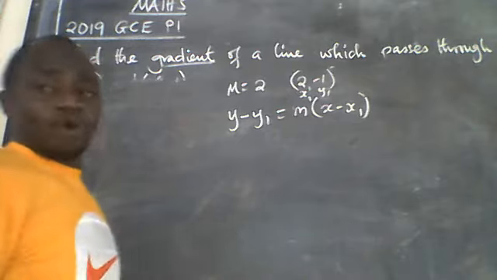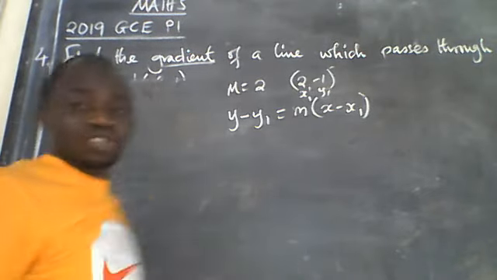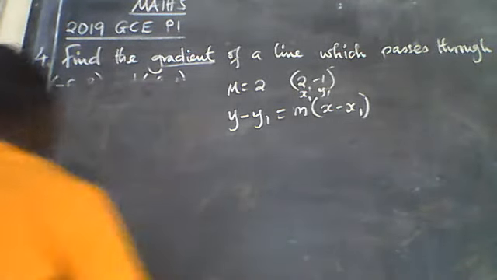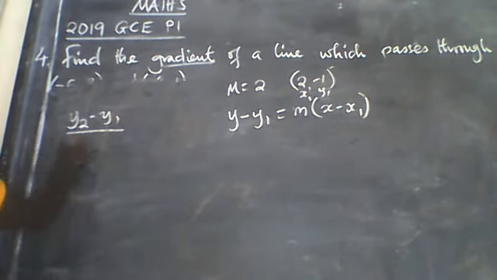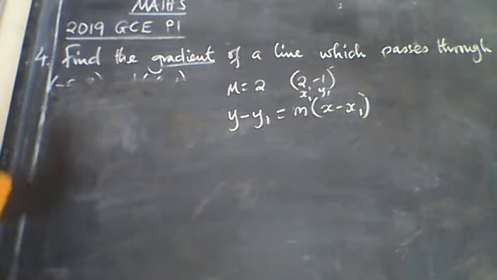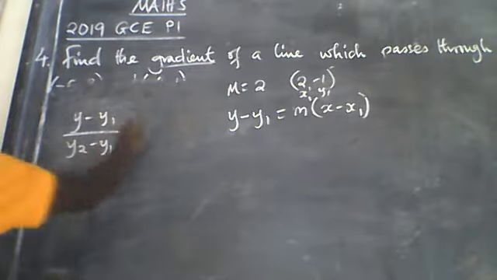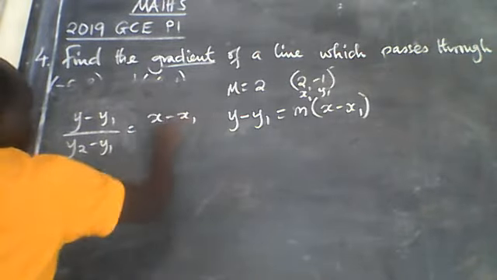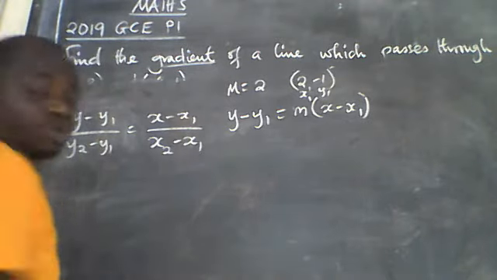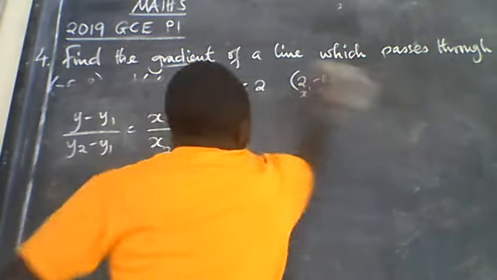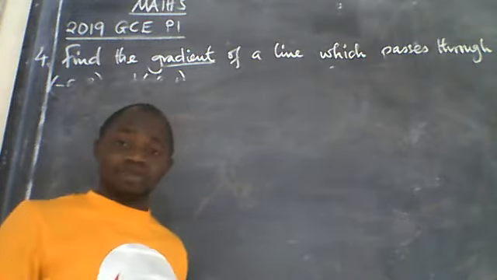And then given 2 points, okay? You've got this point and this point. They ask you to find the equation. What formula do you use? So you say y minus y1 over y2 minus y1 is equal to x minus x1 over x2 minus x1. That is the formula to use, okay? But then we also have what we call the gradient intercept form.